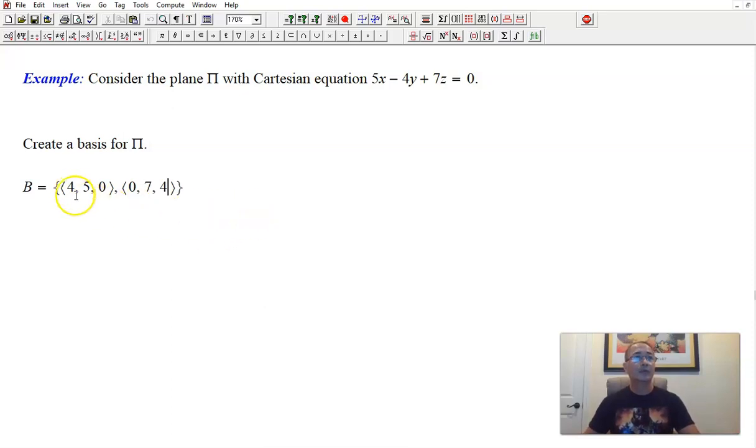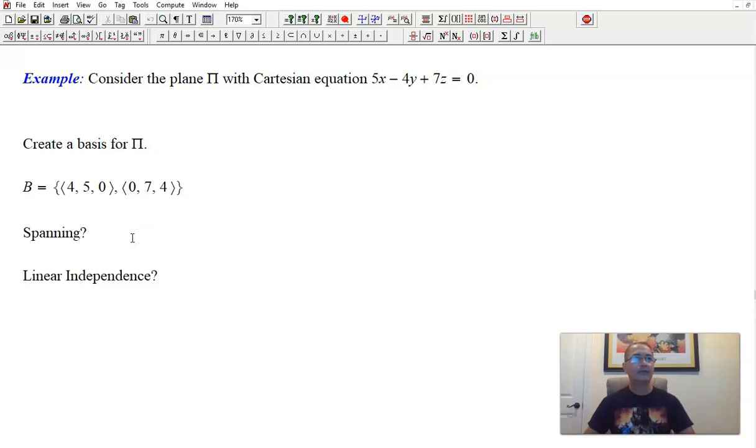So we have two vectors here, and they're obviously not parallel to each other, because if you multiply the first vector by any scalar, the last component is going to stay 0. And our last component here is 4, so there's no way you can get the second vector as a multiple of our first vector. So this forms a basis for our plane. We only need two vectors to create our plane.